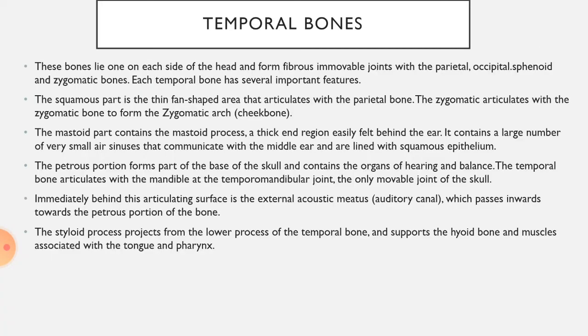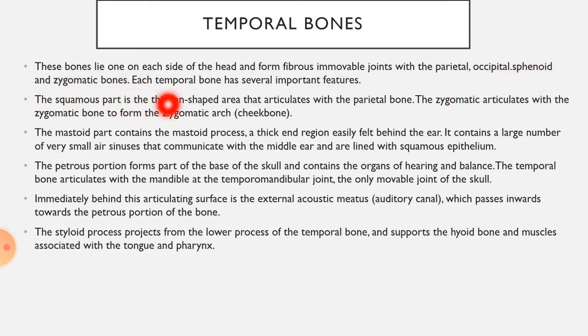Okay, so next is the temporal bone. These bones lie one on each side of the head and form fibrous immovable joints with the parietal, occipital, sphenoid, and zygomatic bones. So these bones articulate with the parietal that we saw. They form a joint with the parietal bones at the squamous suture, with the occipital, with the sphenoid, and with the zygomatic bones.